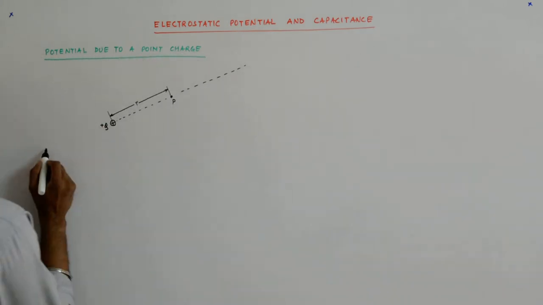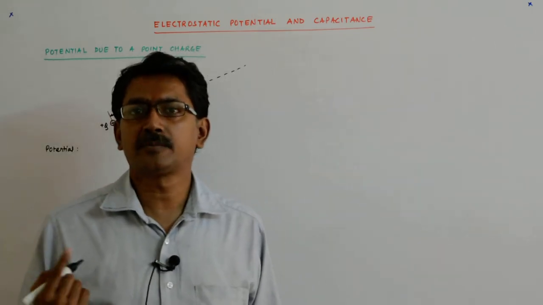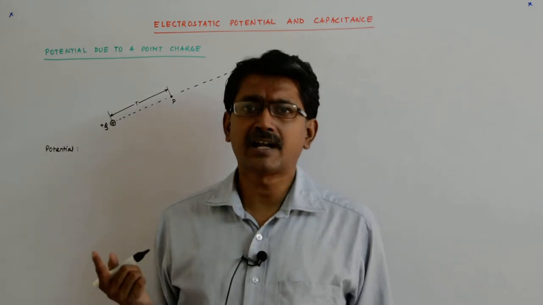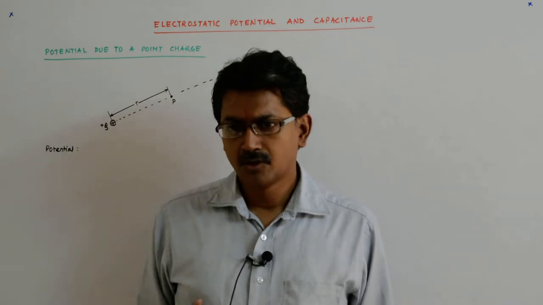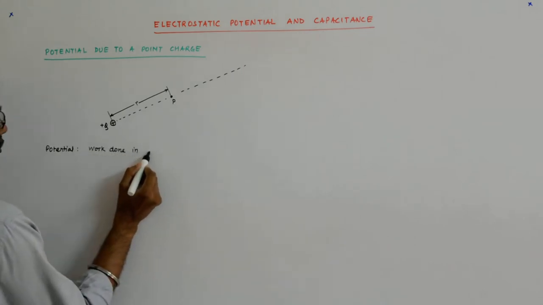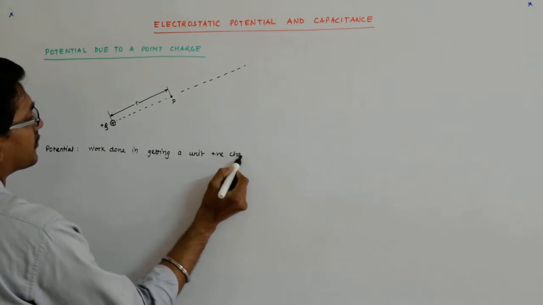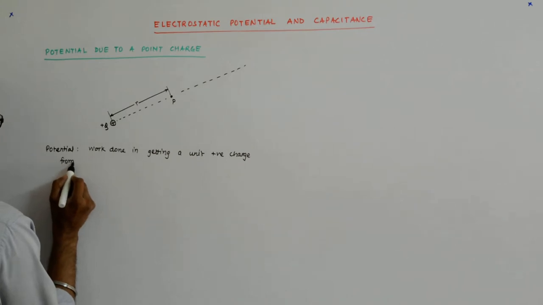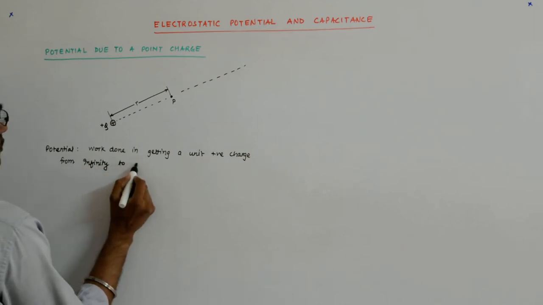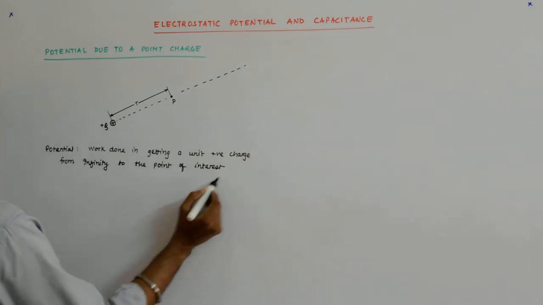Now, what is the potential? And now you'll understand the power of one of the definitions which I said should not be used practically. It said that you had to get a unit positive charge from infinity to this point, right? So since potential is the work done in getting a unit positive charge from infinity to the point of interest along any path.